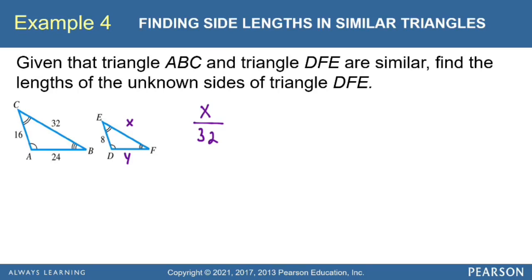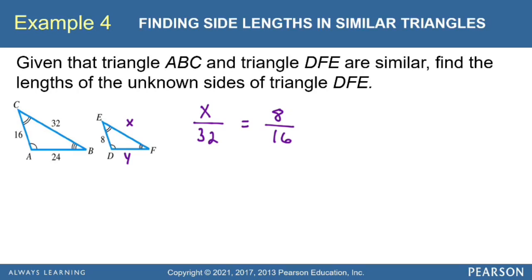So if I did smaller side over larger side, then for the other fraction, I also want to write smaller side over larger side. So now I've got x over 32 equals 8 over 16. And I just want to isolate the x.